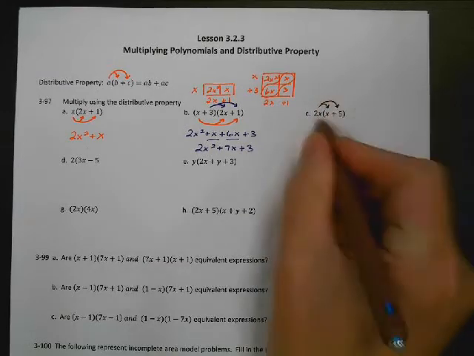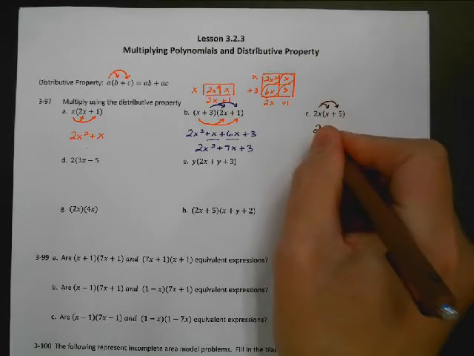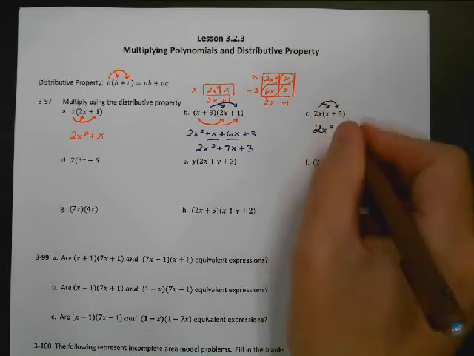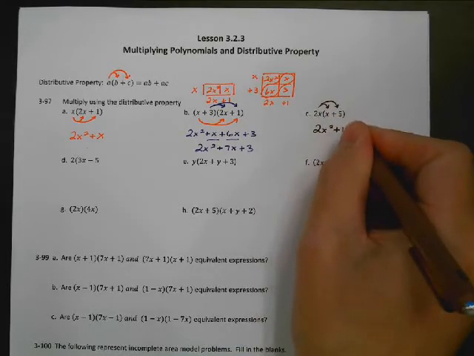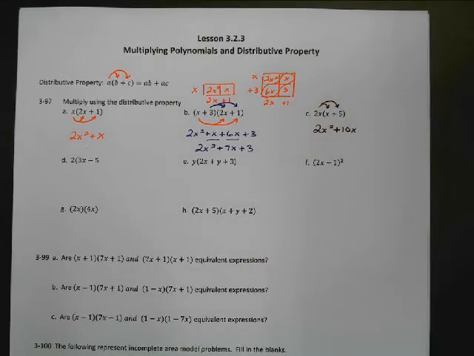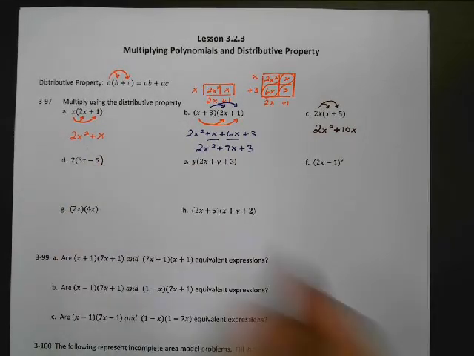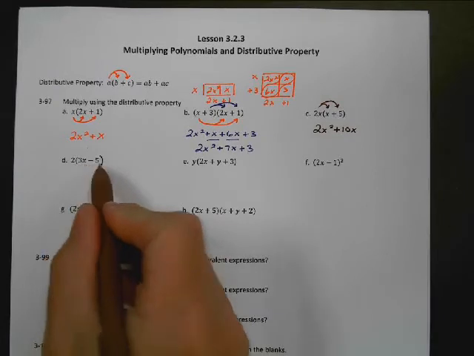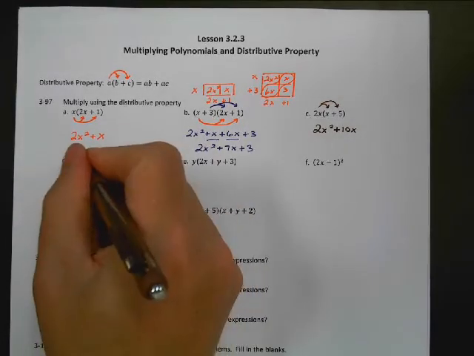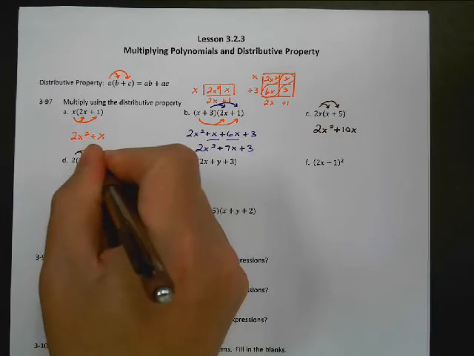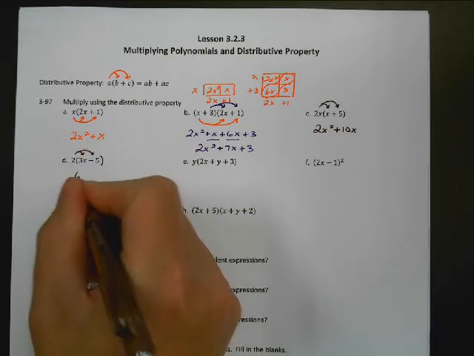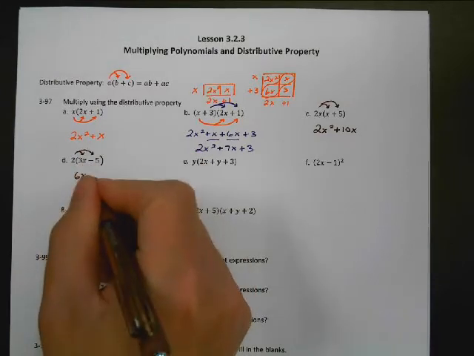So this next one, distributive property, would say that we are supposed to multiply 2x times x and 2x times 5. So 2x times x is 2x squared. 2x times 5 is 10x. Next one, ooh, forgot the parenthesis there. I'll have to change that. So this is 2 times 3x minus 5. So 2 times 3x, 2 times negative 5. 2 times 3x is 6x. 2 times negative 5 is negative 10.